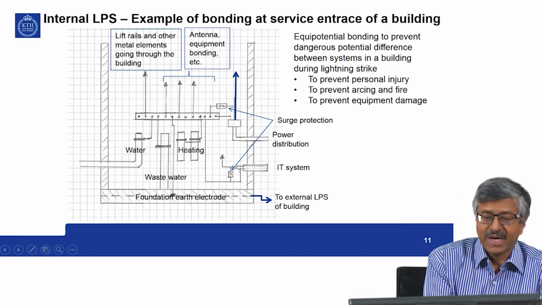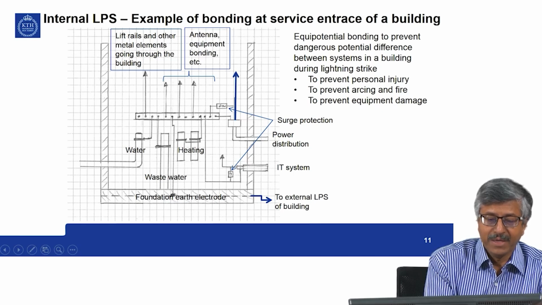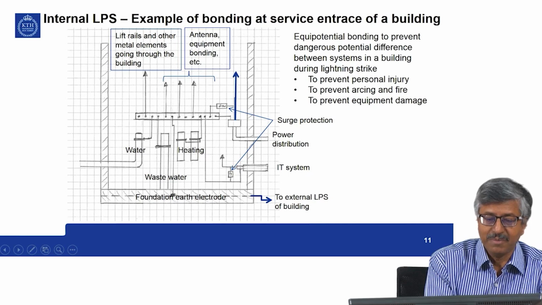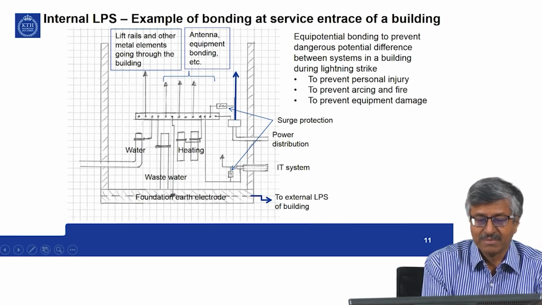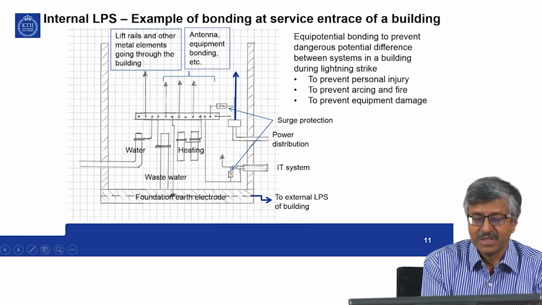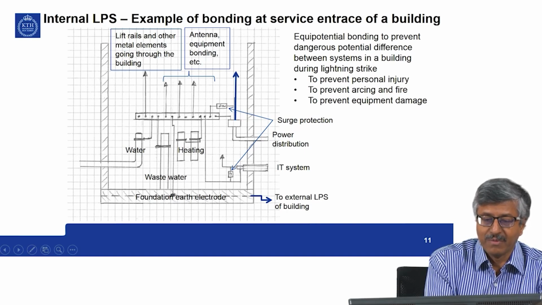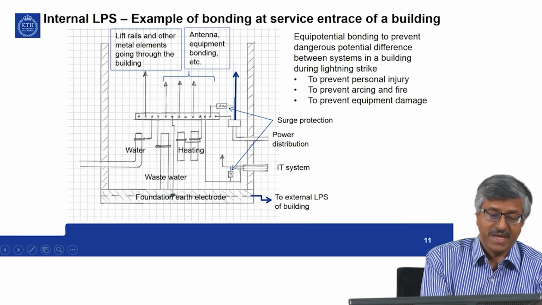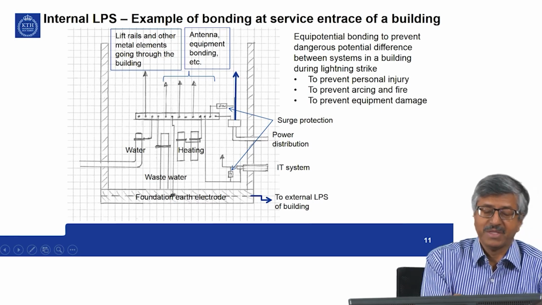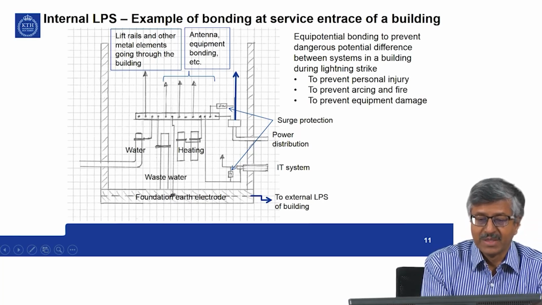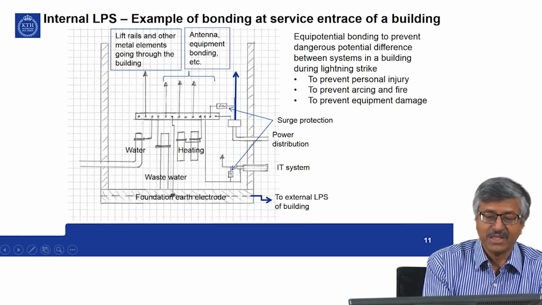Suppose they are not connected together, then you will have a big potential difference between this water pipe and the wastewater, or water pipe and the heating, or water pipe and the power distribution system, etc. But when you connect all of them together, all of them will be at the same potential as this water pipe. Even though the water pipe is now at a higher potential, all of them will be there, and this is safer than isolating them.